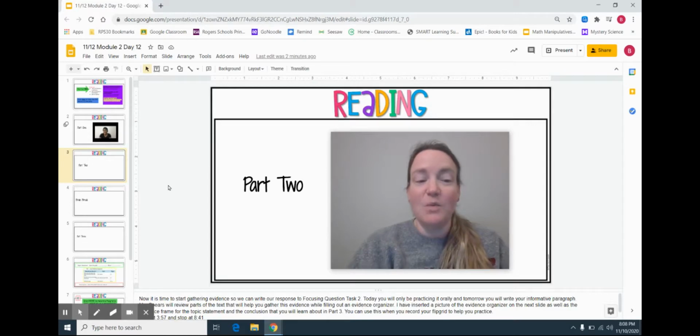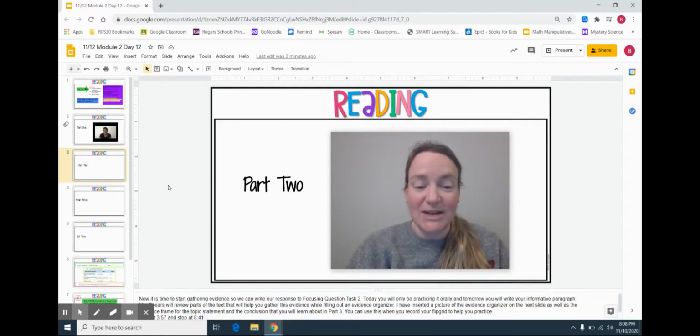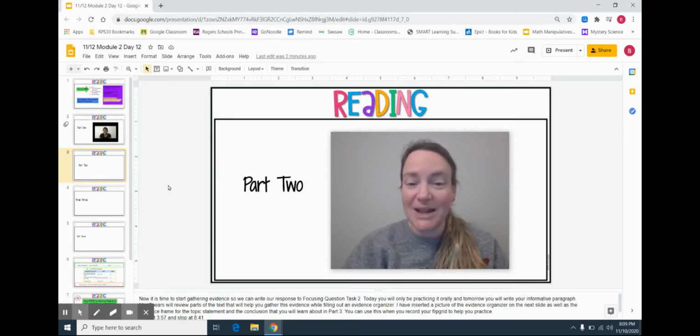Miss Spears will review parts of the text that will help you gather this evidence while filling out an evidence organizer. I have inserted a picture of the evidence organizer on the next slide, as well as the sentence frame for the topic statement and the conclusion that you will learn about in part 3. You can use this when you record your Flipgrid to help you practice. Let me show you what I'm talking about here.